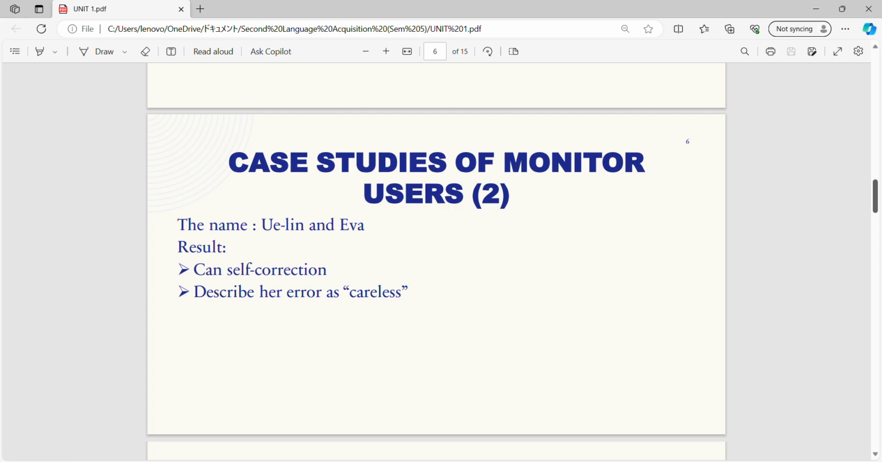From this error, it means they did something careless, or in Indonesian we can say tidak sengaja. Tidak sengaja karena telah melakukan kesalahan, dan itu adalah sebuah hal kebiasaan ketika kita mempelajari suatu bahasa. And from this second case study, it means that Ulin and Eva are trying to do self-correction and also think more about the mistake.